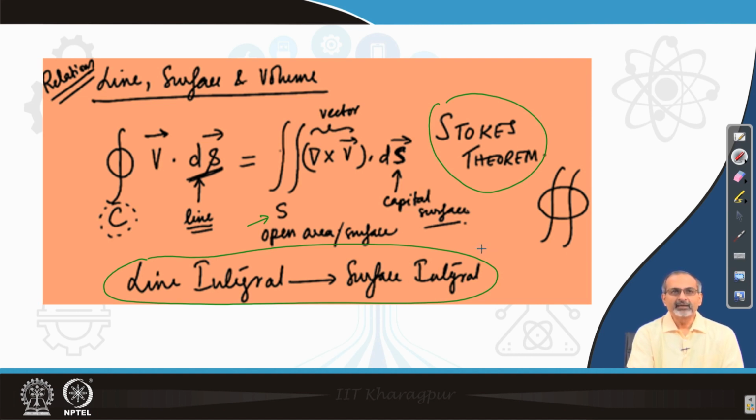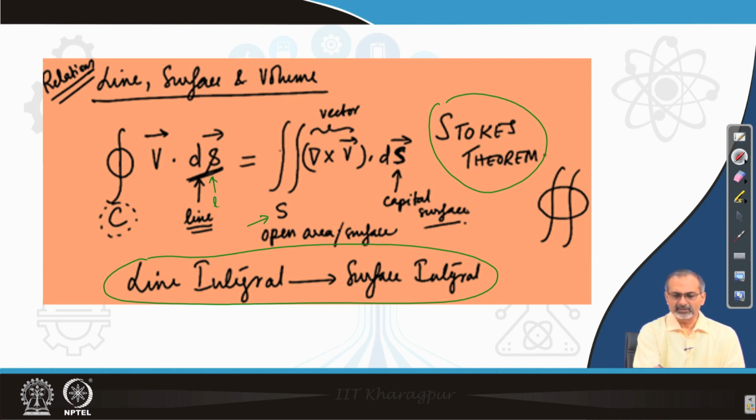So, the line integral is a dot product between the vector v and ds, let us say the velocity and the elemental vector drawn along that curve. That gives you the dot product, which is equal to the surface integral of the curl of the velocity vector dotted with the surface vector.